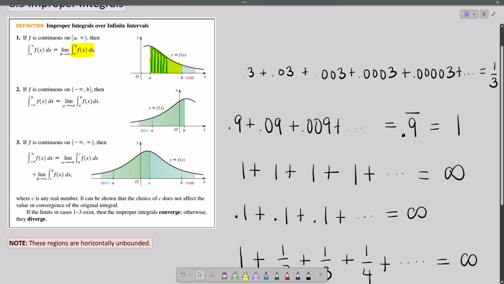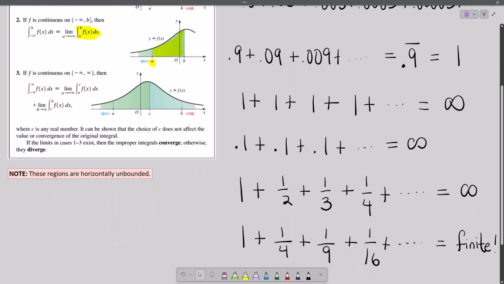Similarly, if our horizontal tail is to the left, we're going to create a definite integral. All right, this is a definite integral, finding the area between a and b right there. We can do that, but we're going to end up with a function of a. And then we will let a travel to negative infinity. We're going to take the limit of a definite integral. So that definite integral is hopefully going to give us a polynomial or some function we can take the limit of easily. And then we'll let a go to negative infinity.